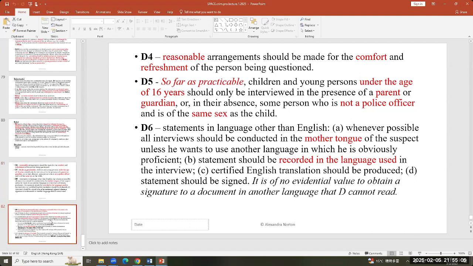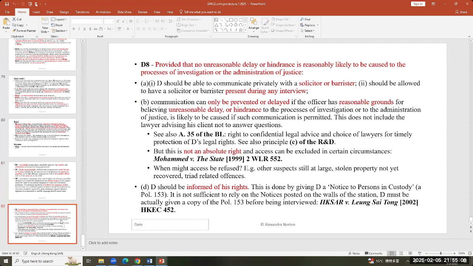All right, direction 8, right to communicate with a lawyer provided no unreasonable delay or hindrance is likely to be caused. So if other suspects are still at large, stolen property hasn't been recovered, someone's been kidnapped, they haven't yet found the person, those are all legitimate reasons for denying access to legal representation, commonly denied in a triad-related offense, because there are some solicitors, lawyers in Hong Kong who routinely defend triad-related offenses and members.